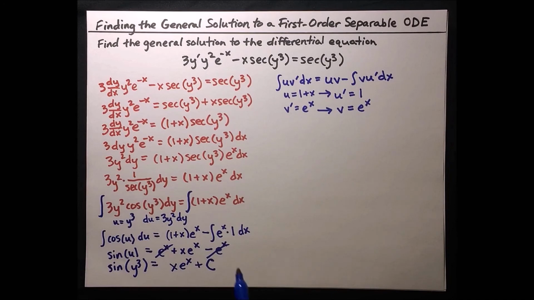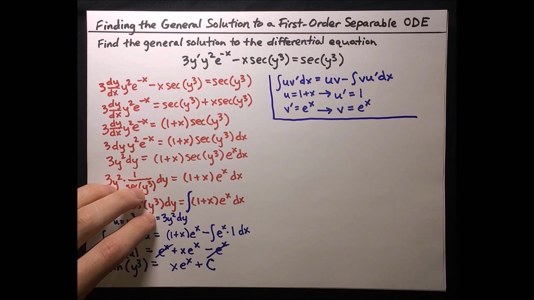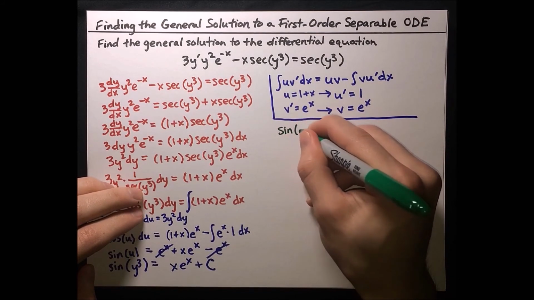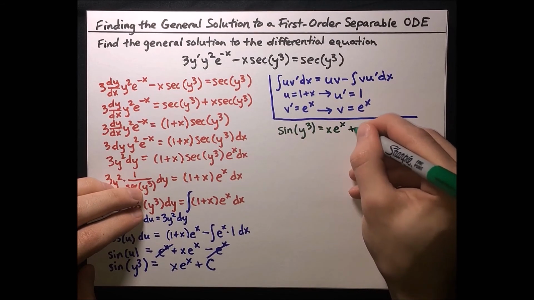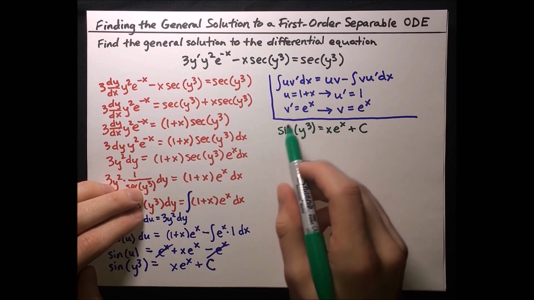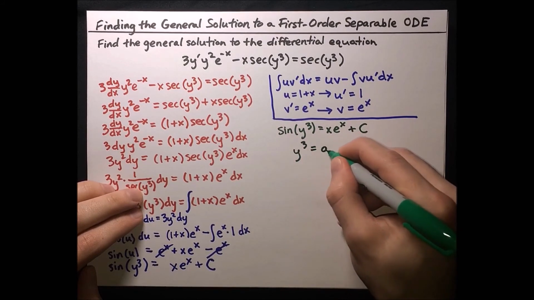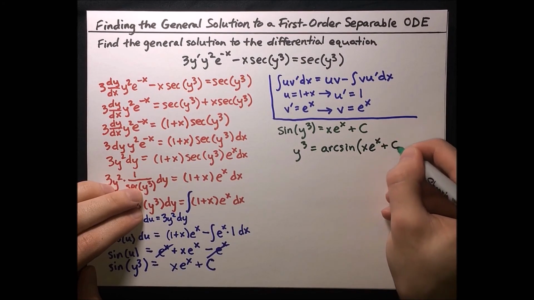Alright, so now we've got an equation relating x and y, we've got our constant, we're ready to solve it. So let's go ahead and do that. Let's box this off so we don't get confused by it at all. And let's go ahead and copy this equation over so we can start solving it. Sine of y cubed equals x e to the x plus a constant c. So we want to solve for y here. So how are we going to get rid of the sine? Well, we can just take inverse sine, arc sine. So y cubed equals arc sine of x e to the x plus a constant c.